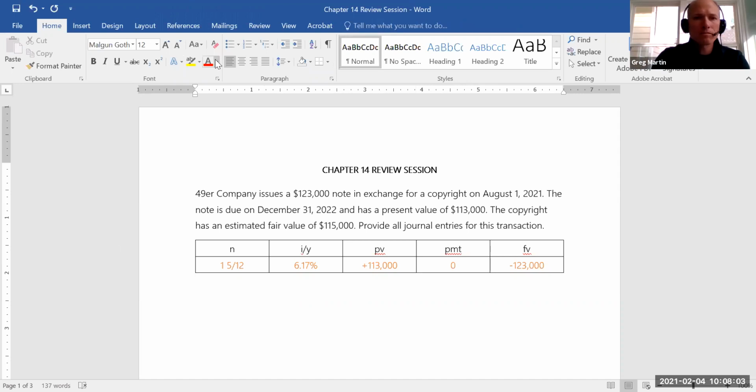Okay, so now we have the TVM information. On the test, I would tell you where to round, whether it's hundredths or whatever. In this case, we're just going to use hundredths. So now we have our journal entries. The first journal entry is, let me fix this real quick.